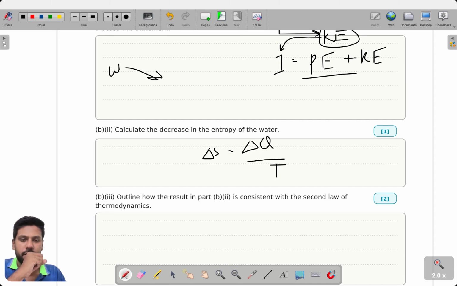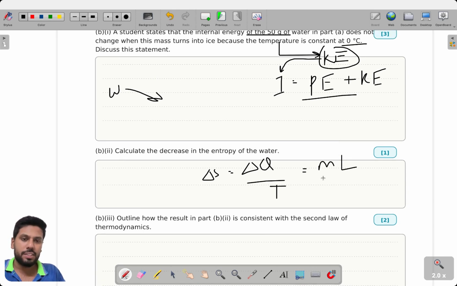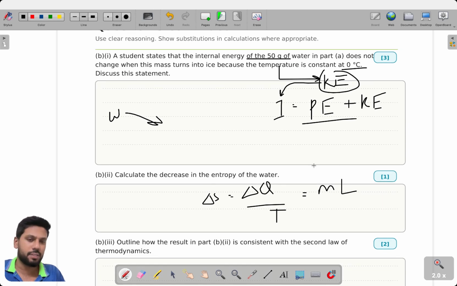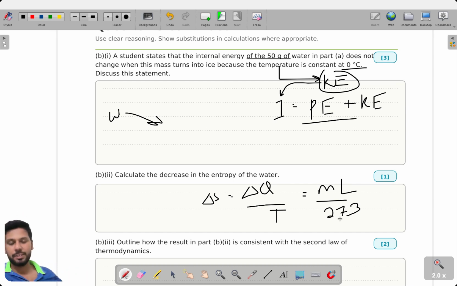So you look here, I can find the Q value because my entropy is changing when the water is freezing. So what is the energy required for the water freezing? That's nothing but M into L, right? So I put my M as 50 grams, my L as 334 kilojoules, and the temperature at which this is happening is around 273 Kelvin. So please do not put 0. Put 273 Kelvin. If you put 0, your delta S is infinity.